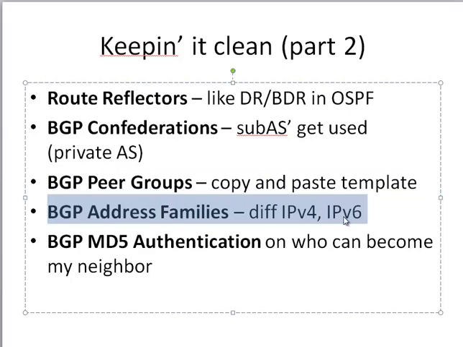Address families, as I mentioned, is the way you can divvy up the different protocols you're using with BGP, which we'll touch on more in part 2.